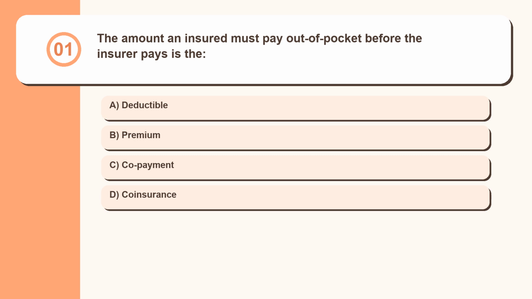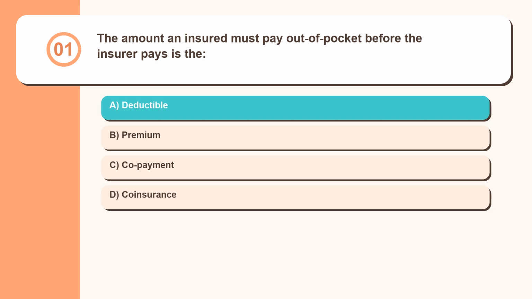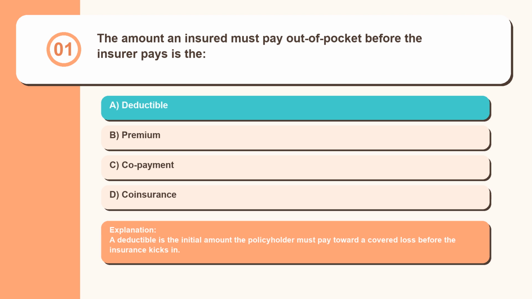Question 1. The amount an insured must pay out of pocket before the insurer pays is the: deductible, premium, copayment, coinsurance. A deductible is the initial amount the policyholder must pay toward a covered loss before the insurance kicks in.